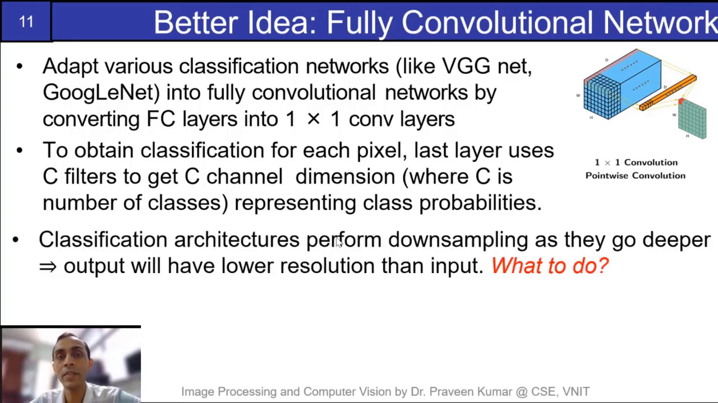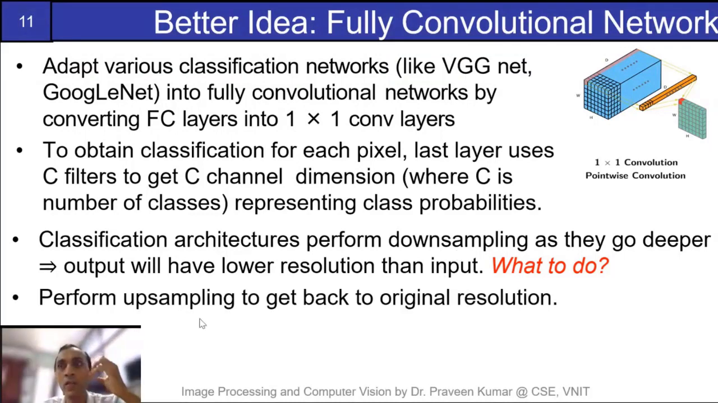But the problem with this idea is that when you are going to use classification architectures, remember the classification architectures are performing downsampling. After every layer, they are reducing the size of the image, pooling and subsampling and all those. So as they go deeper, the size of the output gets reduced. So the output will have much lower resolution than the input. But we want the same resolution to be able to classify each pixel. So what can be done?